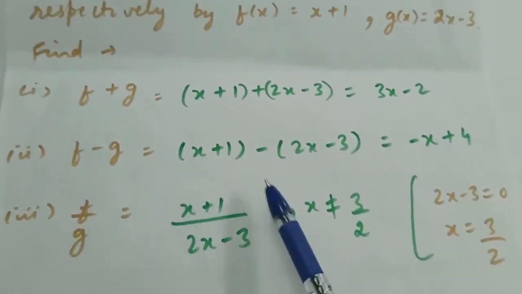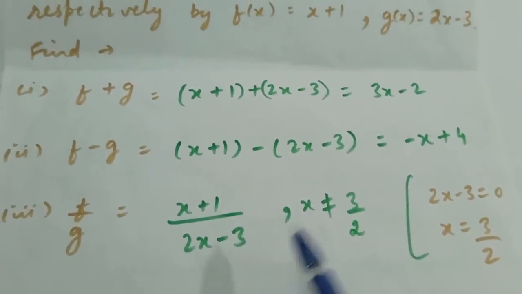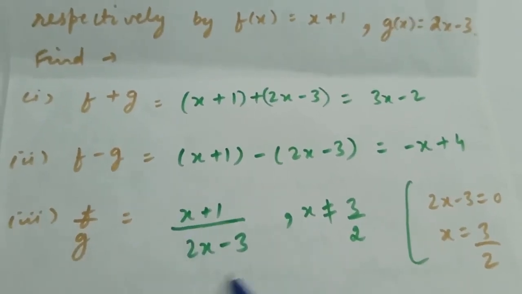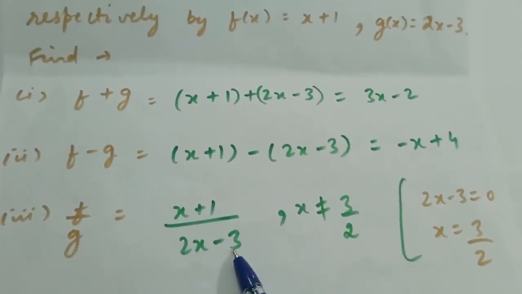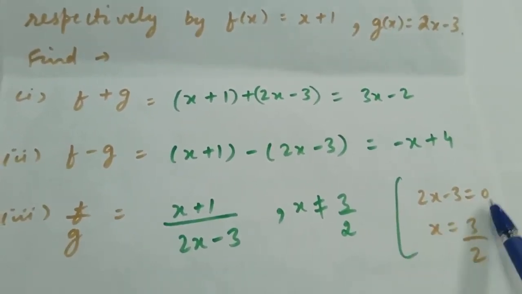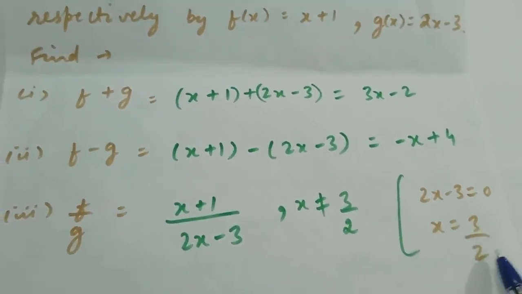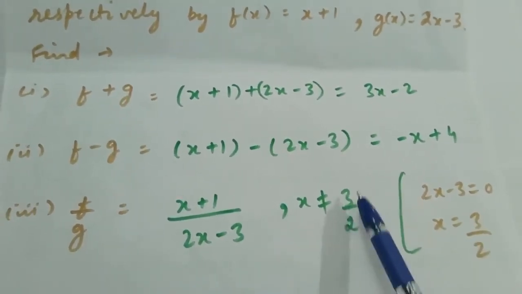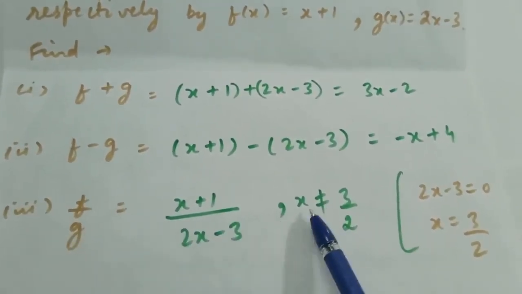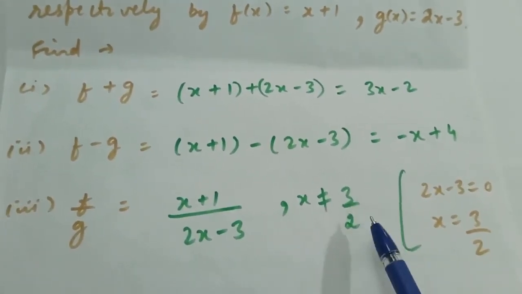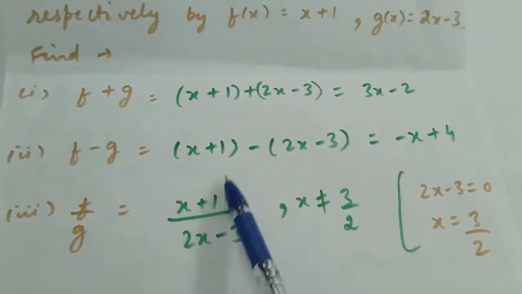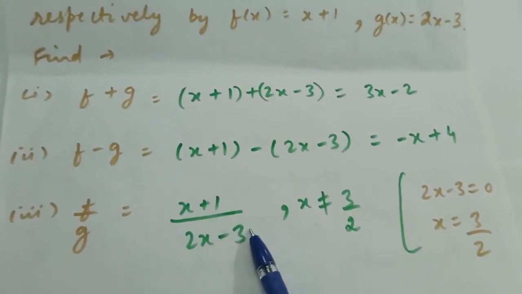f upon g will be f(x) upon g(x). Also x cannot be equal to 3 by 2. This complete function is not valid when the denominator is equal to 0. Right? So when the denominator is equal to 0, the value of x will be 3 upon 2. So x cannot take the value 3 by 2. Also mention this when you find the function f upon g. Also mention that x cannot be equal to 3 upon 2, because at this value the denominator becomes 0 and the complete function becomes not defined. Clear?